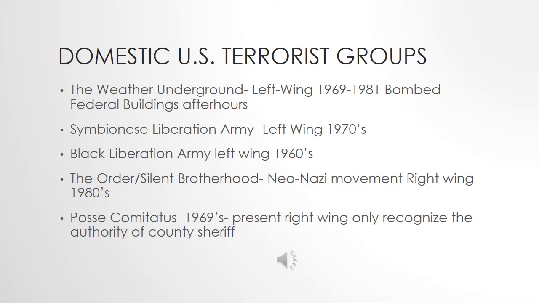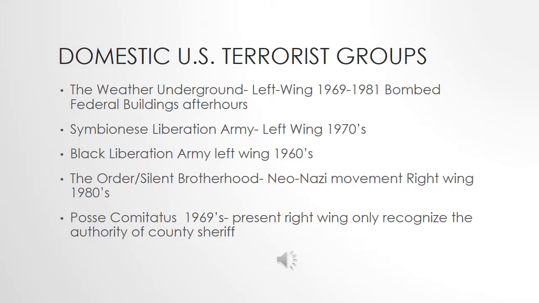Okay, we're going to talk about some of the domestic U.S. terrorist groups, some of the history of it in the United States. First, you have the Weather Underground, a left-wing group with a Marxist ideology from 1969 to 1981. They felt that peaceful protest was not working, and they wanted to become more violent in order to accomplish their goals. They were trying to protest the Vietnam War and have greater social change, and so they wound up bombing banks and federal buildings after they were closed.